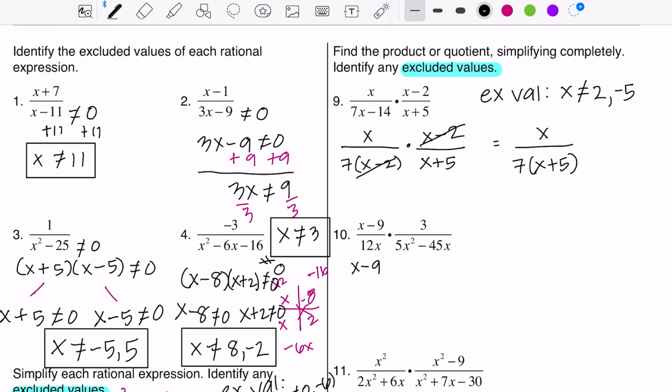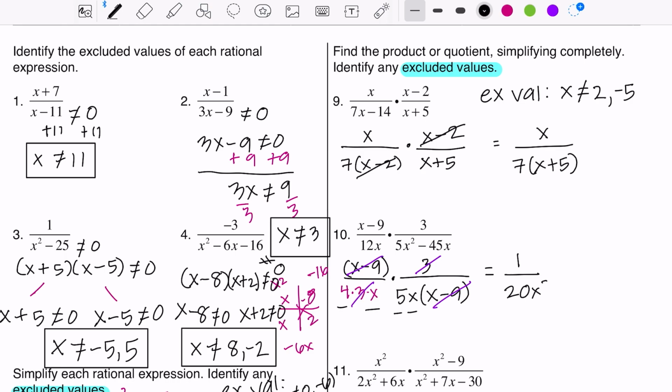So x minus 9, and I see this 3 up here. So what I'm going to do is actually write 12 as 4 times 3 so that I can cancel those. And then these have a 5x in common, and I'll put parentheses around that. And then these cancel, and this 3 and this 3 cancel. Everything in the numerator canceled, but there's still a 1 in there. And then you have 4 times x times 5 times x, which is 20x squared.